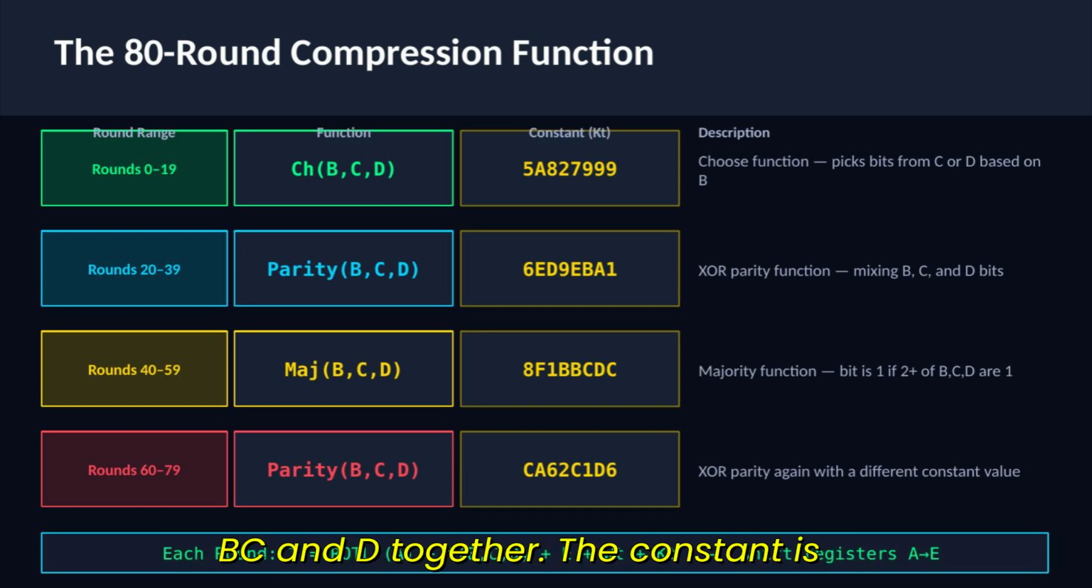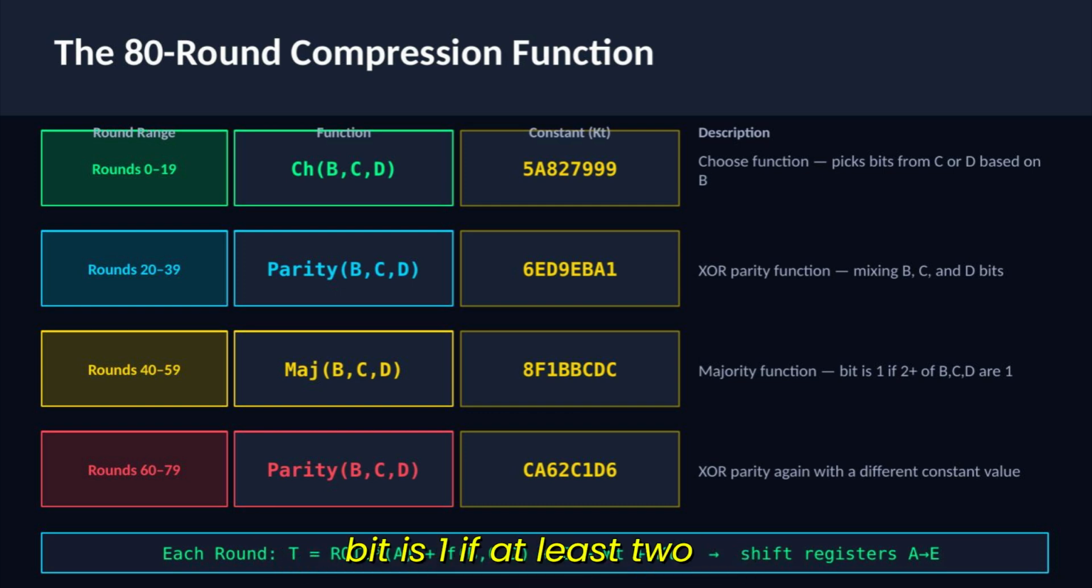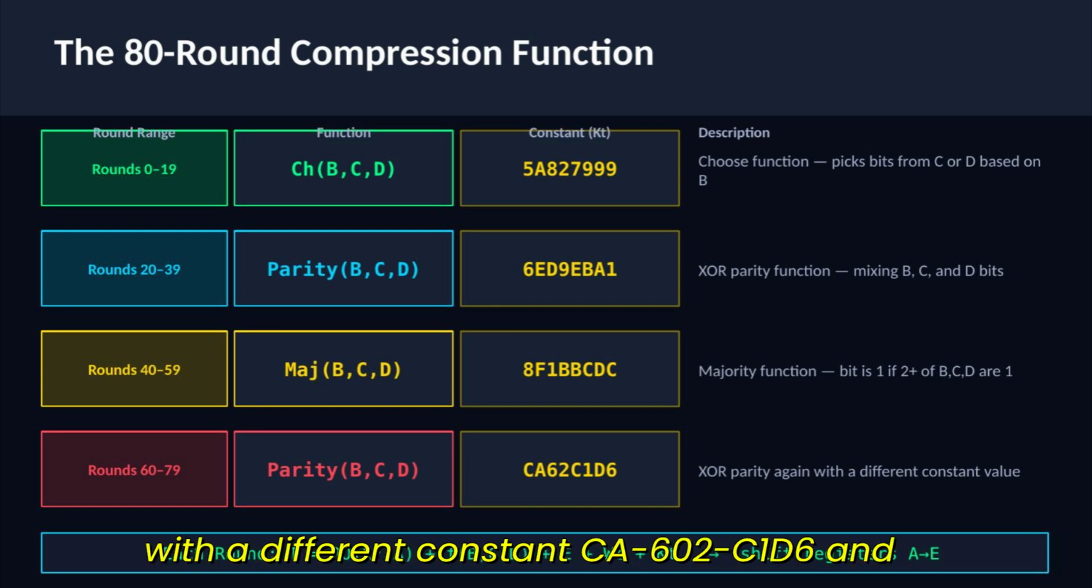Rounds 20 to 39 use a parity function. It XORs B, C, and D together. The constant is 6ED9EBA1. Rounds 40 to 59 use a majority function. A bit is 1 if at least 2 out of the 3 inputs B, C, D are 1. The constant is 8F1BBCDC. Rounds 60 to 79 go back to parity again, but with a different constant, CA62C1D6.